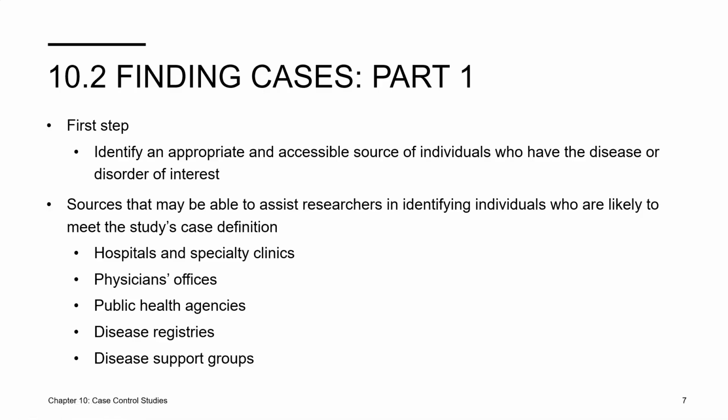Section 10.2 goes over finding cases. The first step is to identify an appropriate and accessible source of individuals who have the disease or disorder of interest. The sources that may be able to assist researchers are meant to meet the case definition, but usually they're through clinical resources. These would be hospitals and specialty clinics, physicians' offices, maybe a public health agency, a disease registry, or disease support groups.